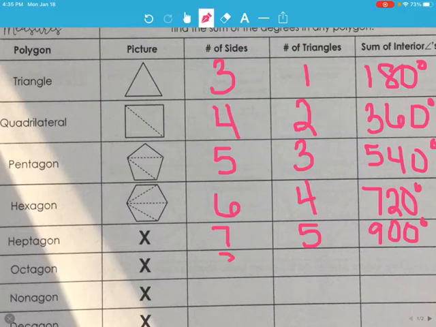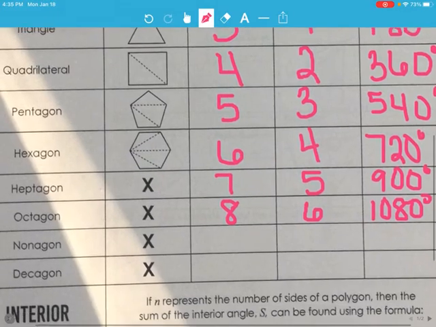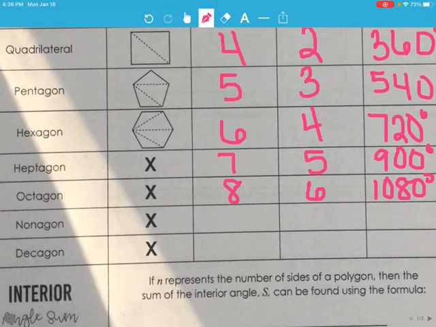An octagon is an 8-sided figure with one more side. It has one more triangle within it, which means now we're at 1080 degrees. Next is a nonagon, 9-sided. It has one more side than an octagon, which means it has one more triangle. And we are now at 1260 degrees.